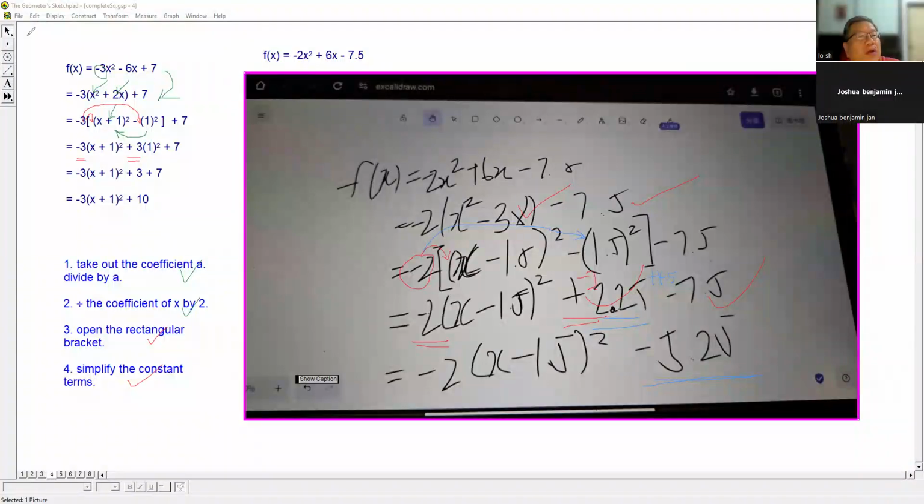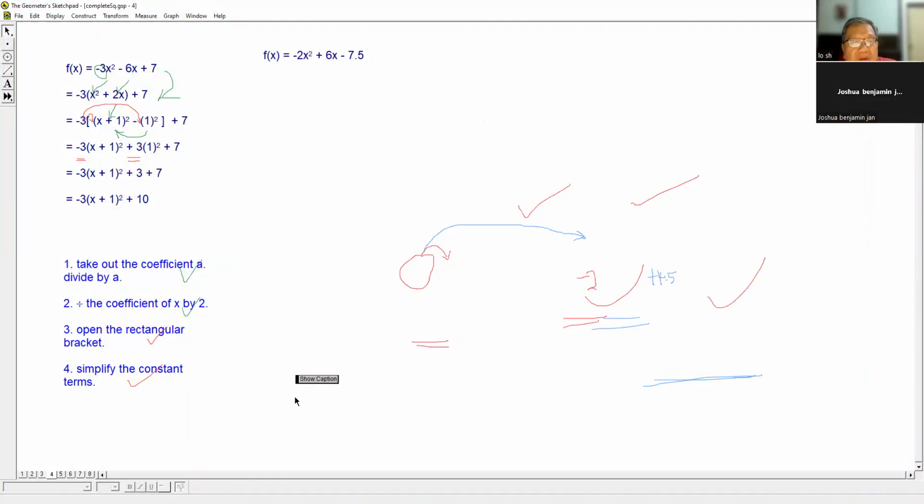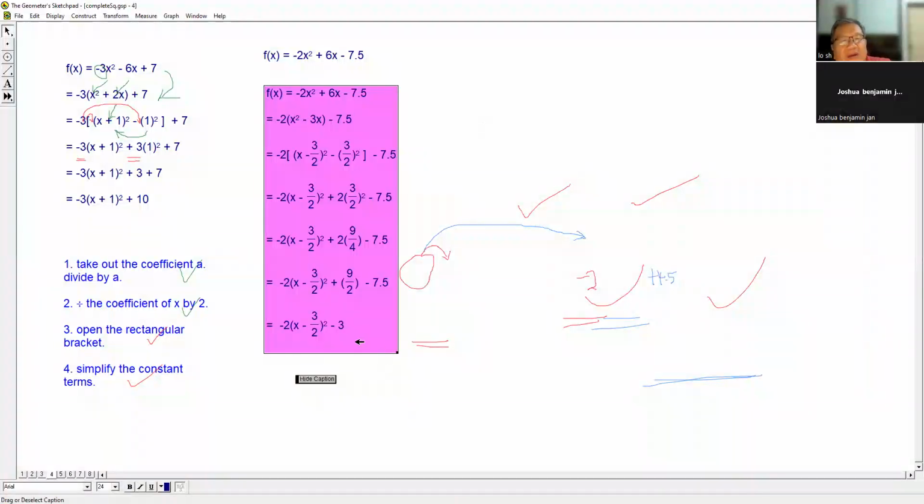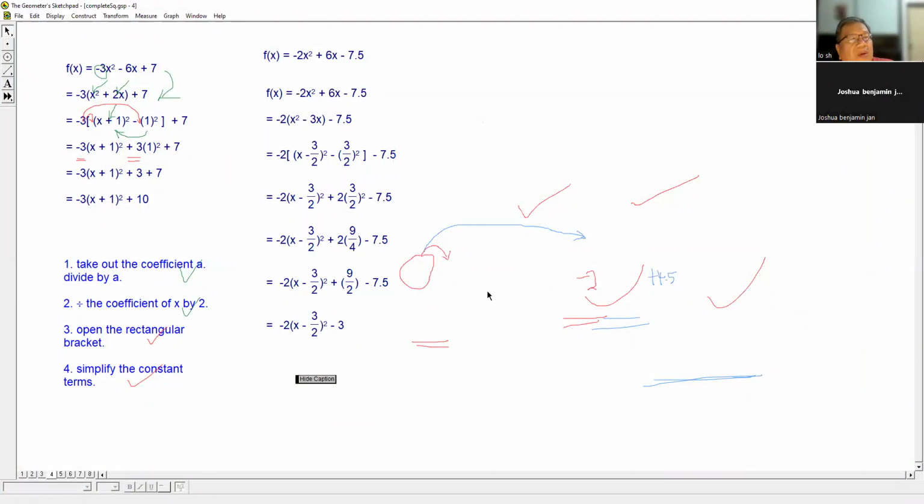Let me show you the actual working. -3, correct. So it will be -3, like that. So now can you draw? You draw, then you send to me. This one.